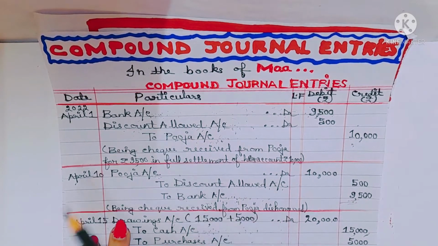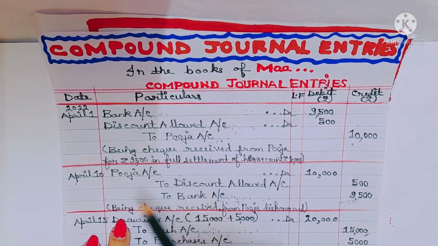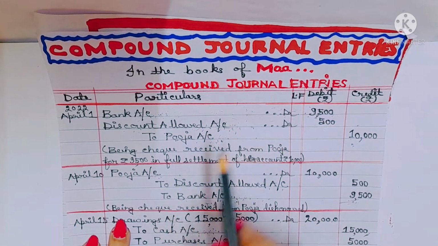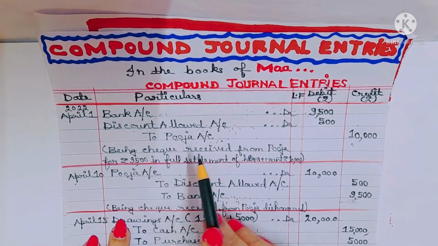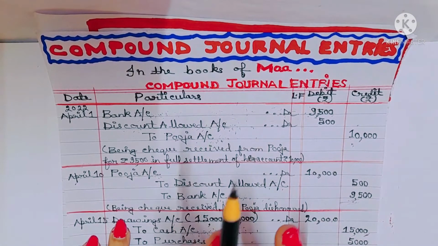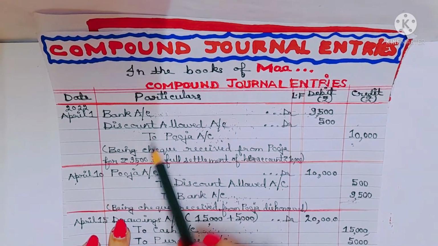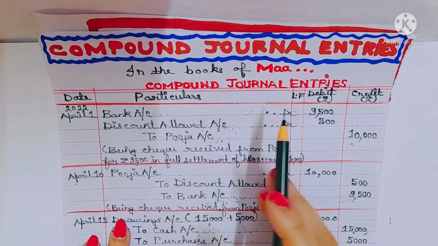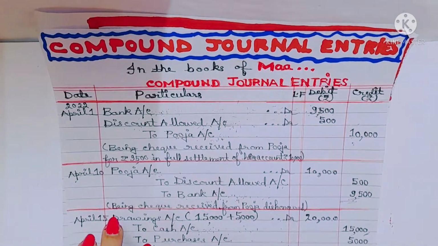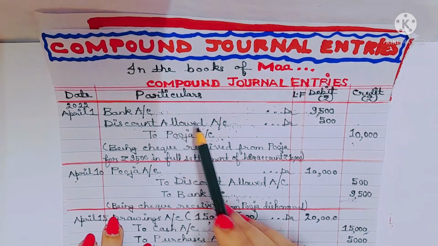Don't look at the bank account because bank account and discount allowed account both are on the same side, that is debit side. তোমাকে কি দেখতে হবে? ক্রেডিট সাইড, বিকজ ডিসকাউন্ট অ্যালাউড এখন ডেবিট সাইডে আছে। আমি সেম সাইড বলছি না, সেম সাইডে কি আছে? ব্যাংক অ্যাকাউন্টও আছে, ডিসকাউন্ট অ্যালাউড অ্যাকাউন্টও আছে। তোমাকে কি দেখতে হবে? তোমাকে দেখতে হবে ক্রেডিট সাইড। ক্রেডিট সাইডে একটাই অ্যাকাউন্ট আছে, পূজা অ্যাকাউন্ট.